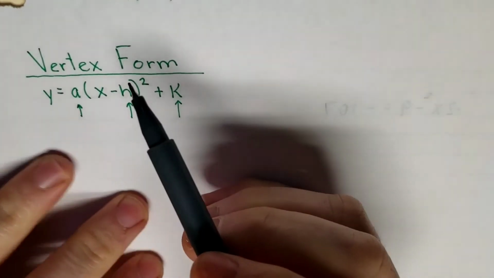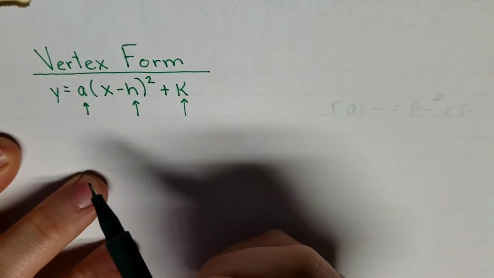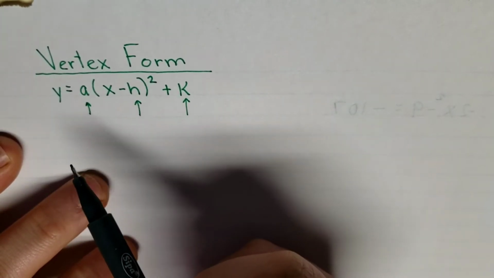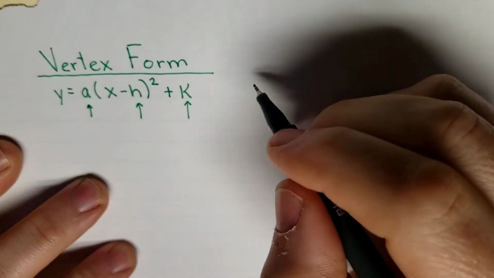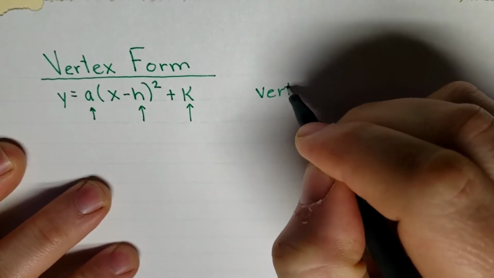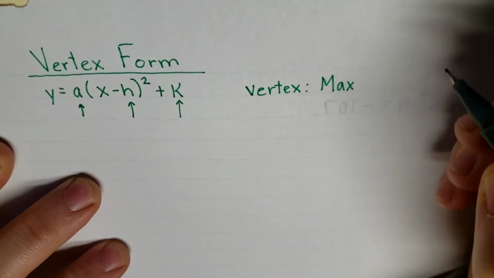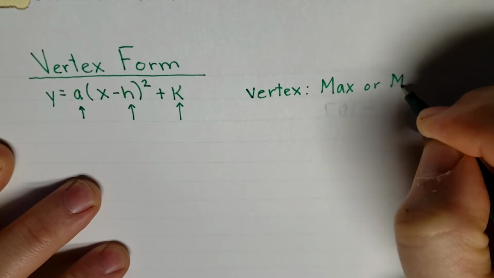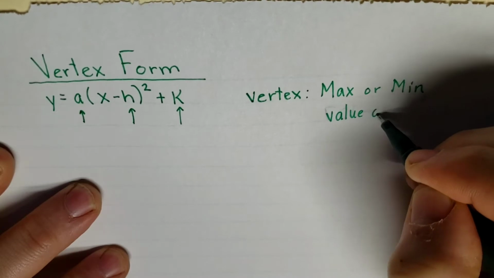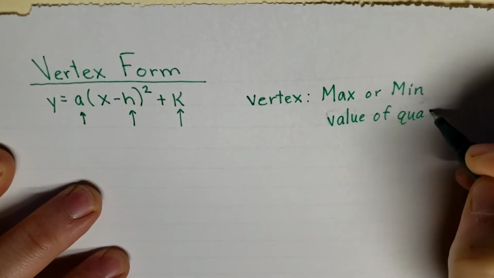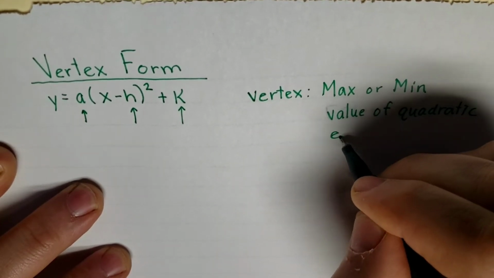So vertex form is kind of like a standard form, but when it's written in that particular style, you can quickly pull the vertex of the parabola out. And your vertex will always represent a maximum or a minimum value of your parabola, of your quadratic equation.